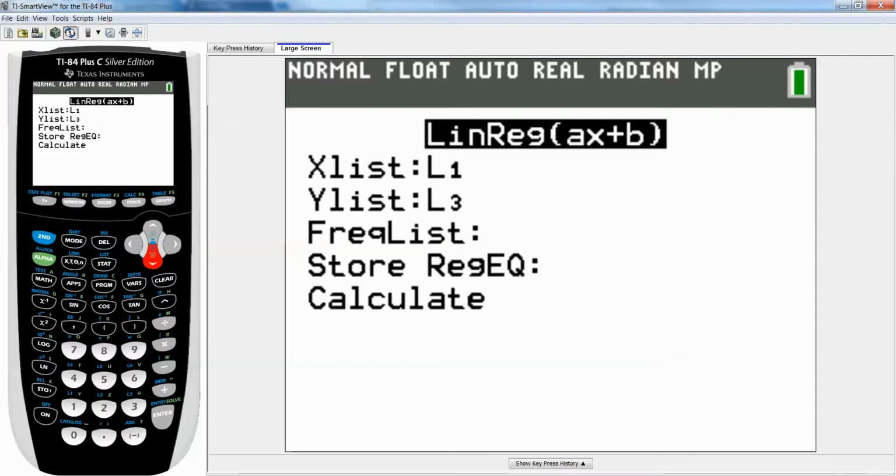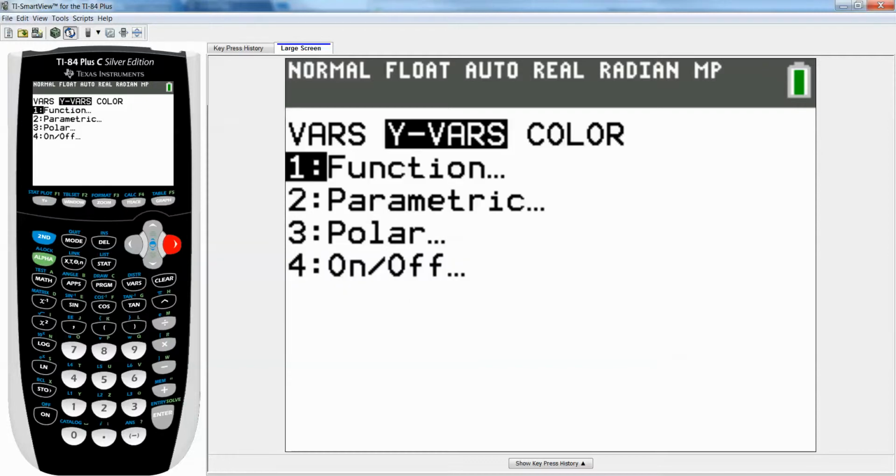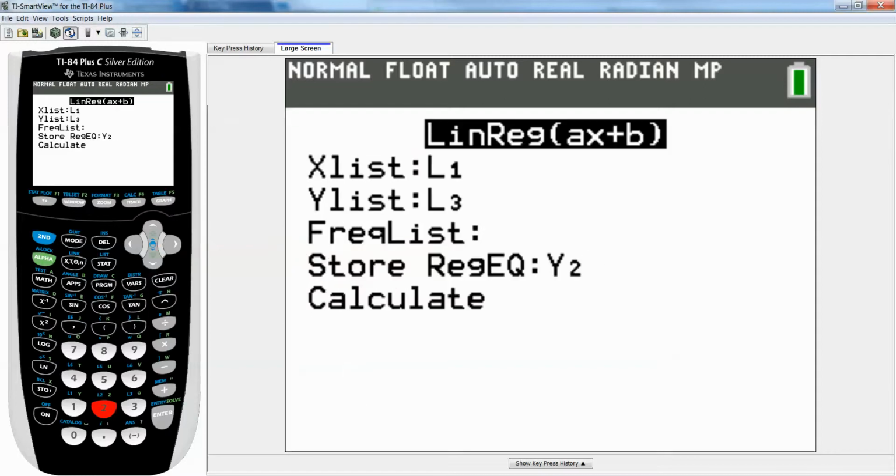And then I'm going to store the equation again because I need it for part B. So I press Variables, Y variables, Function. But I don't want to pick Y1 because I already have the first equation stored in Y1. So I'm going to pick Y2, which is number 2. And then we move down to Calculate and press Enter.